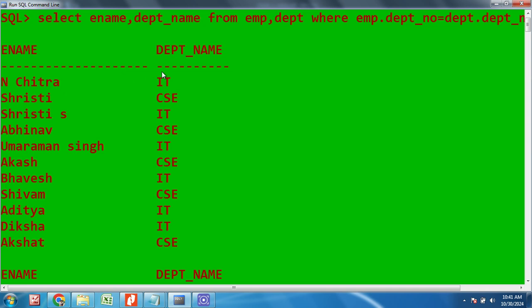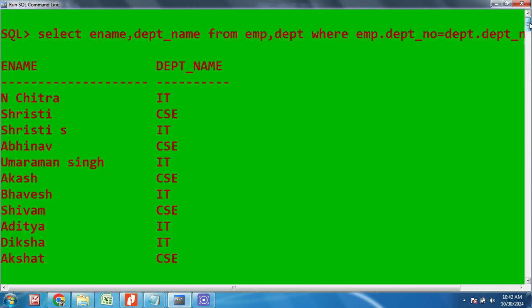So in this case we need joins, where we need to fetch the data from two different tables. This column is from DEPT table and this column is from EMP table. So we are fetching the values from two different tables. So this is an example of equijoin.